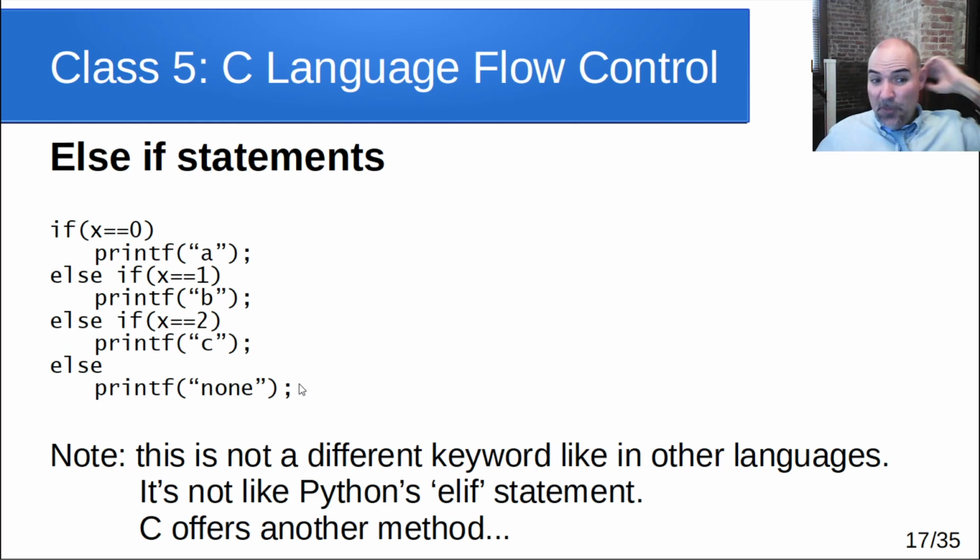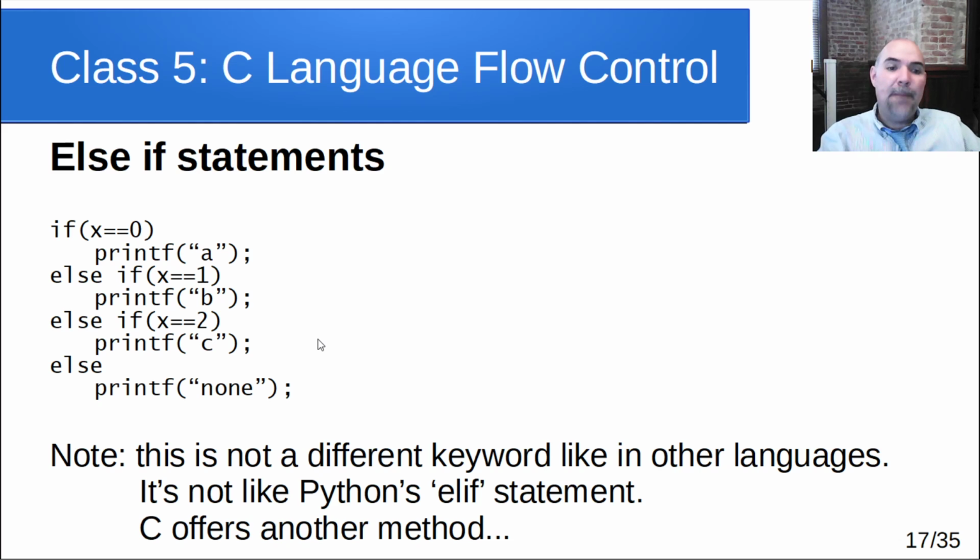Okay, notice you can also use else if statements. So if x equals 0, then print A. Else if x equals 1, then print B. Else if x equals 2, print C. Else print F, none. So in other words, this is more than just two choices, more than an if and an else. But one of the things to note is that the else if in C does not use a different keyword like other languages. In other words, in Python you have this elif special keyword for the else ifs. But in C, it uses else and then a space and an if.